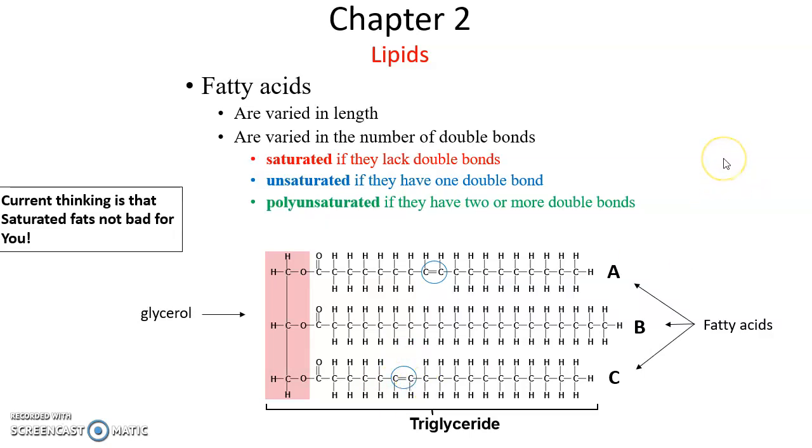And it turns out saturated fats may not be bad for us anymore. So if you like butter, you can feel safe in eating it. To a point.